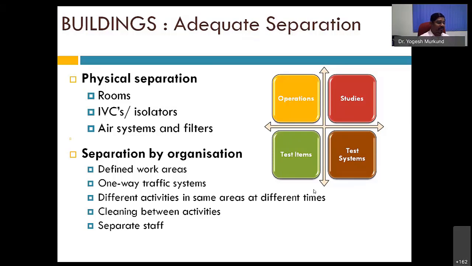Now, physical separation is not always necessary. There are other ways of preventing interference between studies. We can discuss that you can define work areas. You can have a one-way traffic system, or have different activities in the same area at different times. You should ensure that cleaning happens between activities, so that interference or cross-contamination can be avoided. Or you can have separate staff for separate activities, so that by having this organization of work, you can achieve enough separation between the studies or works.